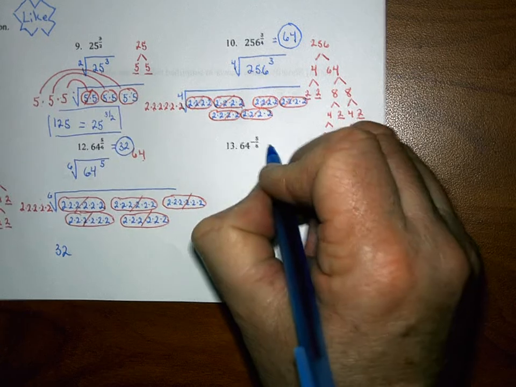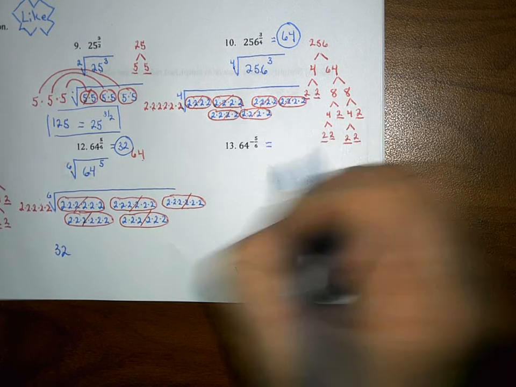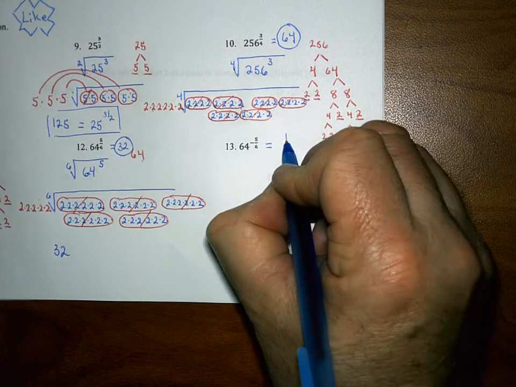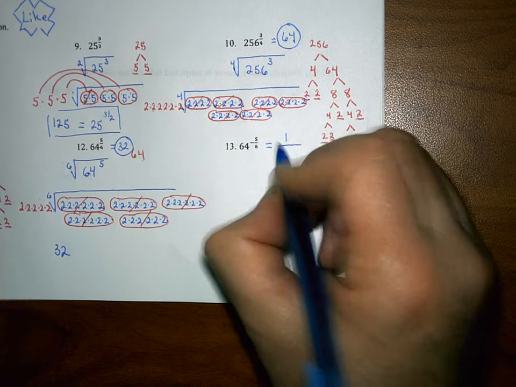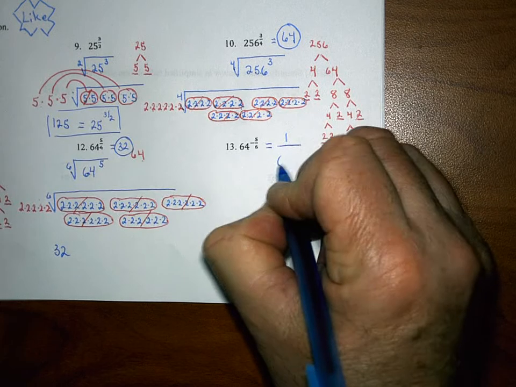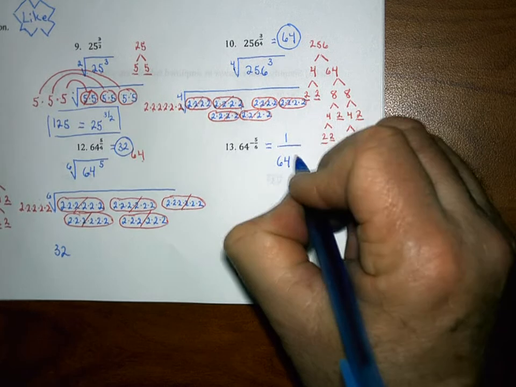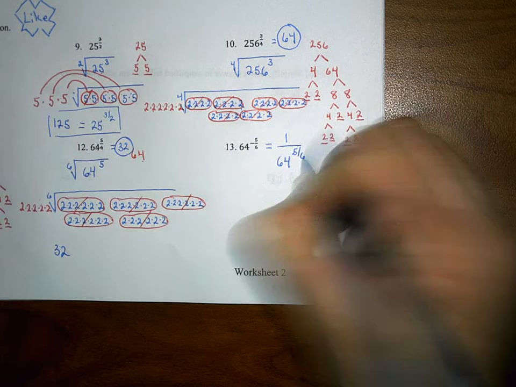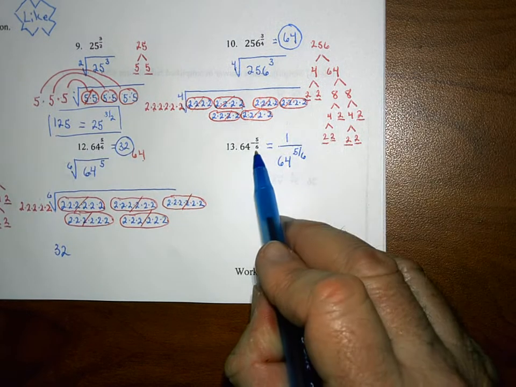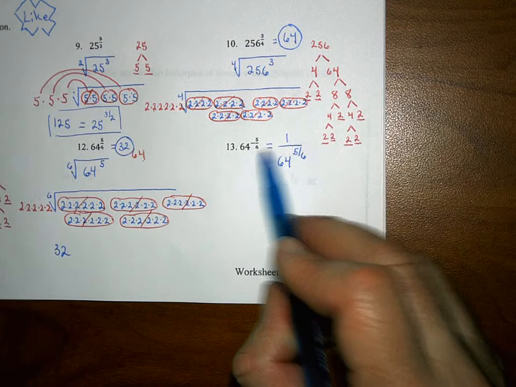So when you have a negative power, even before you change it into a radical, you have to rewrite the problem so that it has a positive exponent. So 64 to the negative 5/6 power is going to become 1 over 64 to the positive 5/6 power. Okay? That's how we deal with negative exponents. You have to remember that rule.